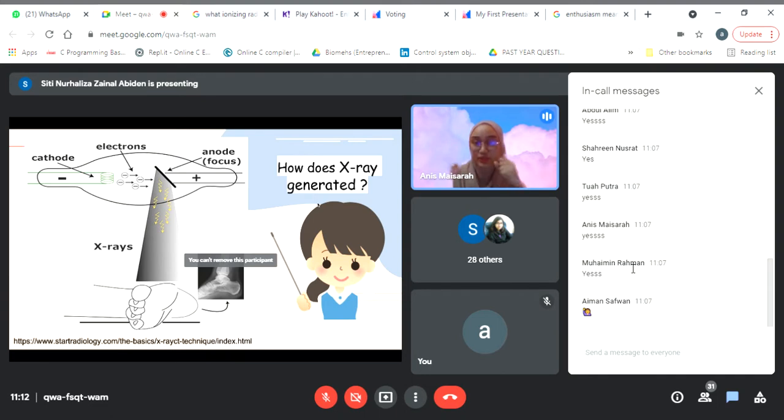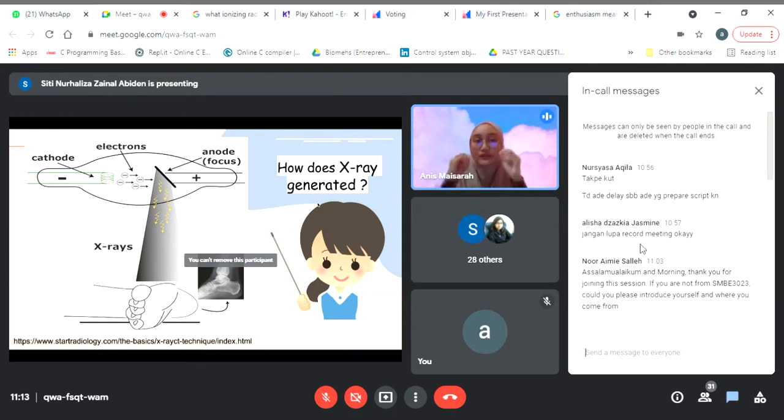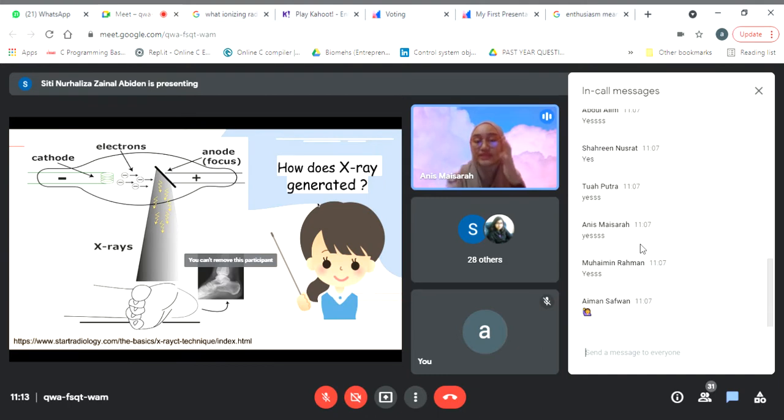They will not scatter because we have focused them using the collimator. So when these high energy electrons move to the anode and strike it, they will interact with the atomic particles of the anode and produce X-ray. So basically, X-ray is generated from the interaction of the high energy electrons with the atomic particles of the anode.